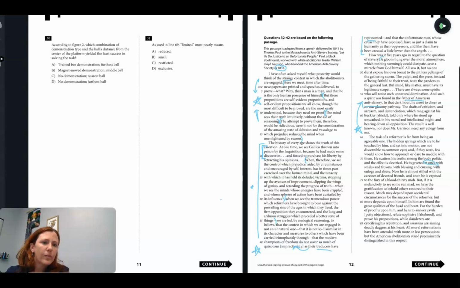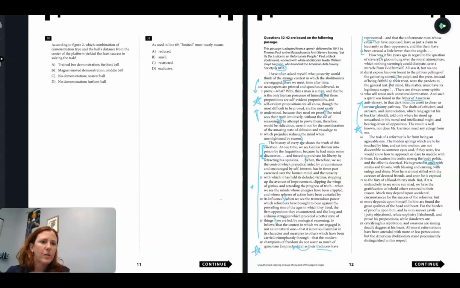Through 51. A gloom hung over the moral atmosphere, which nothing seemingly could dissipate, save a miracle from God himself. All saw it, but no one dared expose his own storm. So this is not about prejudice, more about like that opposition. All right, and then 53, 1, 2, 3.